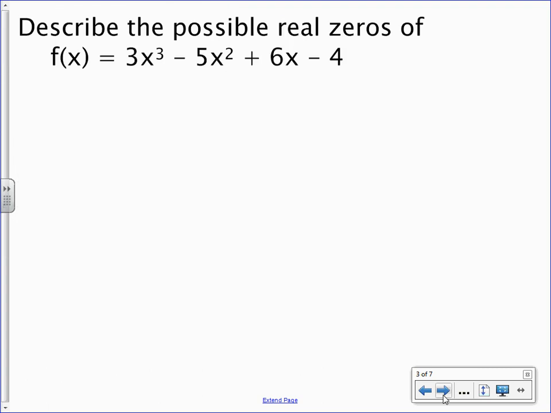So, we are going to describe the number of possible real zeros here. And we're actually probably going to go ahead and solve this. But we're going to use Descartes' rule of signs to help us determine how many positive, how many negative zeros we will have. So go ahead and write down the function.